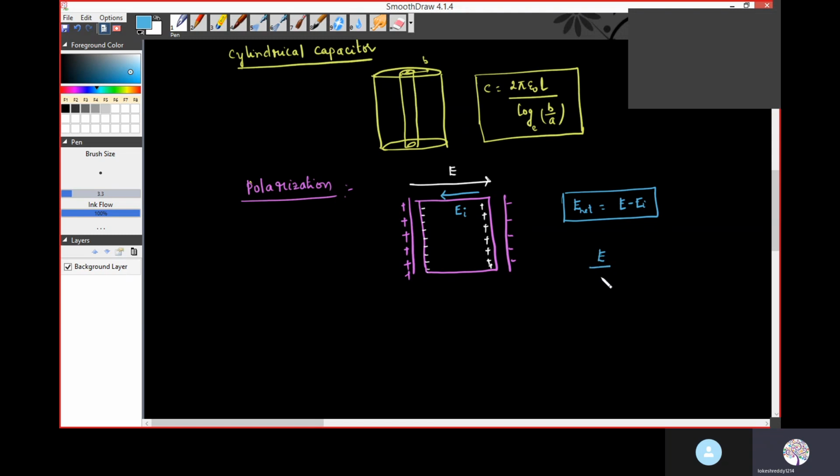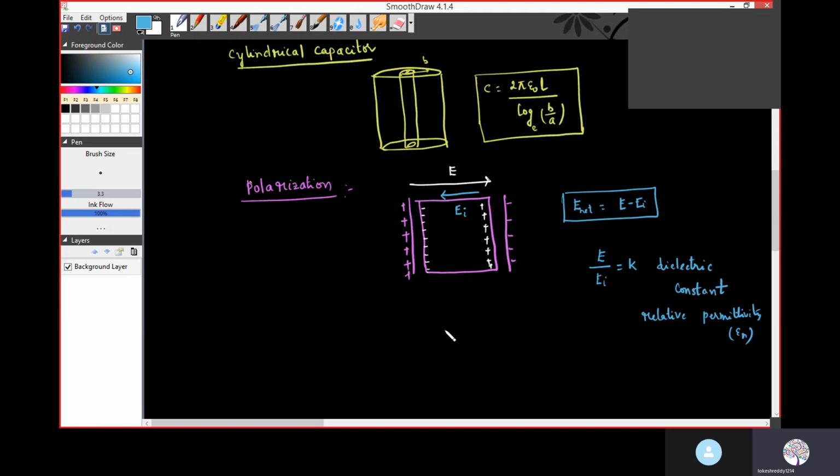This E by E_I is K, the dielectric constant. This is also called the relative permittivity, epsilon R.